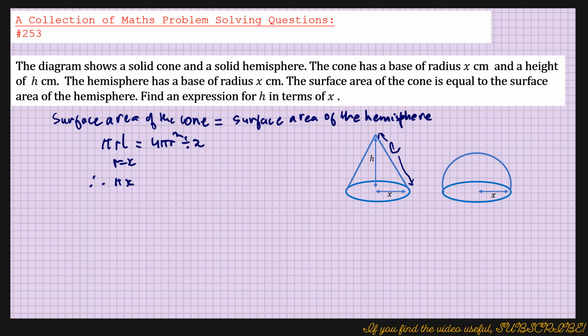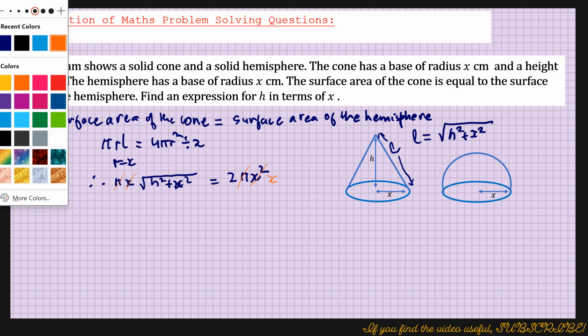So therefore we can write pi x times, now L is the square root of 8 squared plus x squared. So pi x times the square root of 8 squared plus x squared equals 2 pi x squared. So we can cancel the pi and the x and the pi and the x squared, and we are left with x.